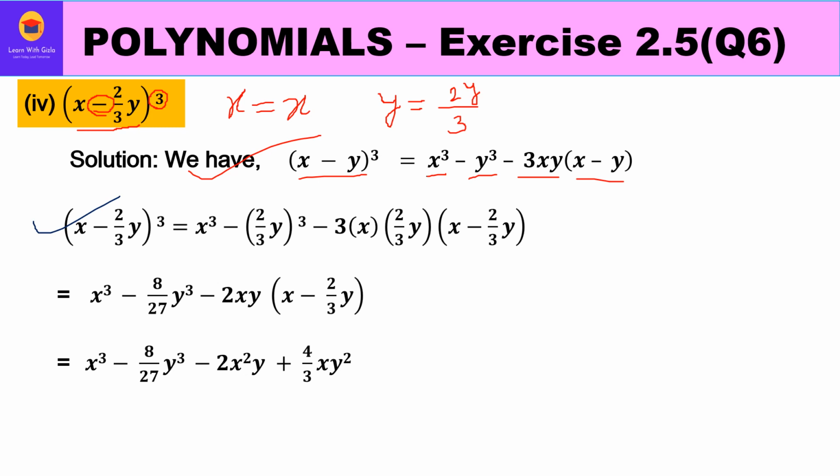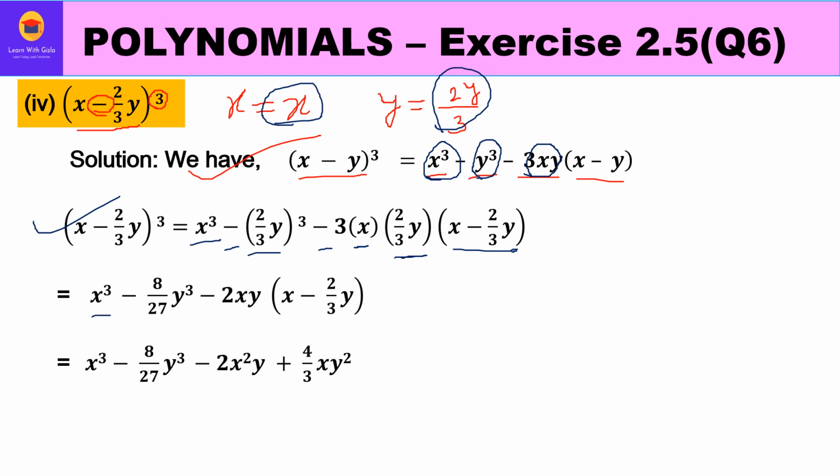Yes, the first term is x cube. X is x, so we will write x cube. Then we have minus y cube, where y is 2y by 3. So accordingly you will write 2 by 3y or 2y by 3 whole cube. Then the minus sign is there. Then 3 into x into y, so 3 into x as it is, 2 by 3y, in bracket x minus y, so you will write x minus 2 by 3y, right?